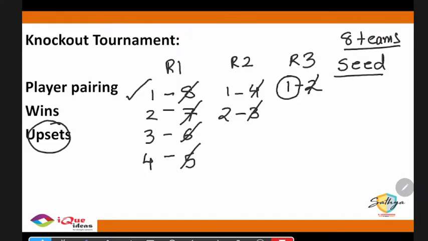So in a knockout tournament, an upset is when a lower seed defeats a higher seed, and a normal win is when the higher seed goes ahead.